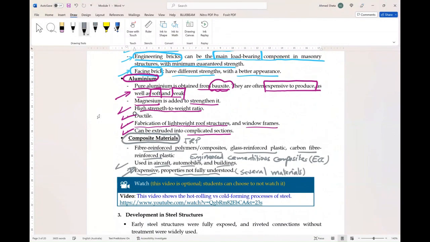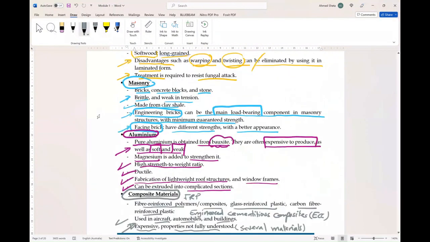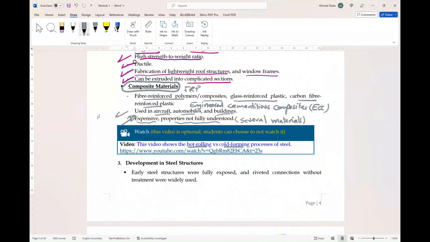So these are the materials we have, and there is a video here talking about the comparison between hot rolled and cold formed steel. So it will be interesting to watch this video. And then we will jump to our next topic, which is development in steel structure.